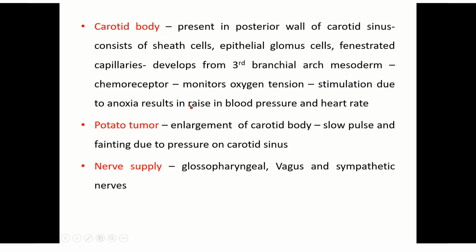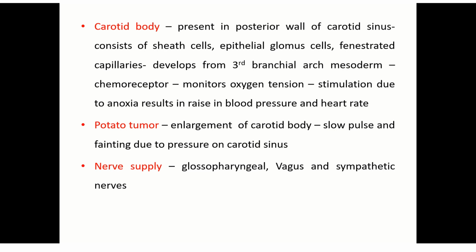In the posterior wall of the carotid sinus, there will be a carotid body, which is formed by sheath cells, epithelial glomus cells, and fenestrated capillaries. It develops from third branchial arch mesoderm, and this acts as a chemoreceptor. It monitors oxygen tension. When it is stimulated due to less oxygen, like anoxia, it results in a rise in blood pressure and heart rate.